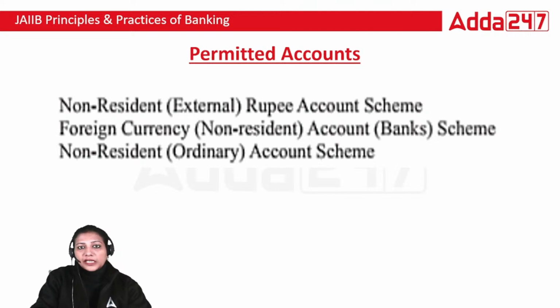What are the permitted accounts that we can open for NRI, PIO, and OCI? So there are mainly three kinds of account which we can open. One is known as the non-resident external rupee account.